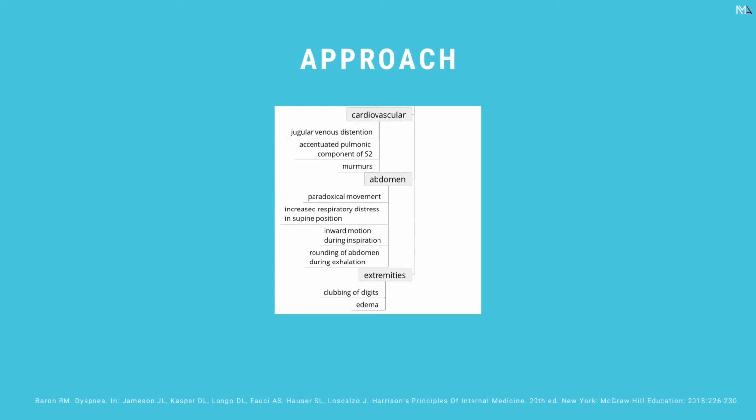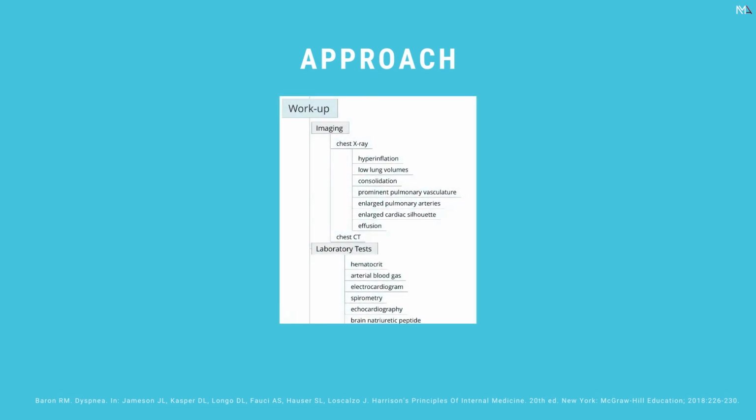Cardiovascular findings such as jugular venous distension and accentuated pulmonic component of S2 may indicate elevated right heart pressure. Murmurs may suggest presence of valvular disease. Abdominal findings include paradoxical movement of abdomen, presence of increased respiratory distress in supine position, inward motion during inspiration seen if there is diaphragmatic weakness, and rounding of abdomen during exhalation seen if there is pulmonary edema.